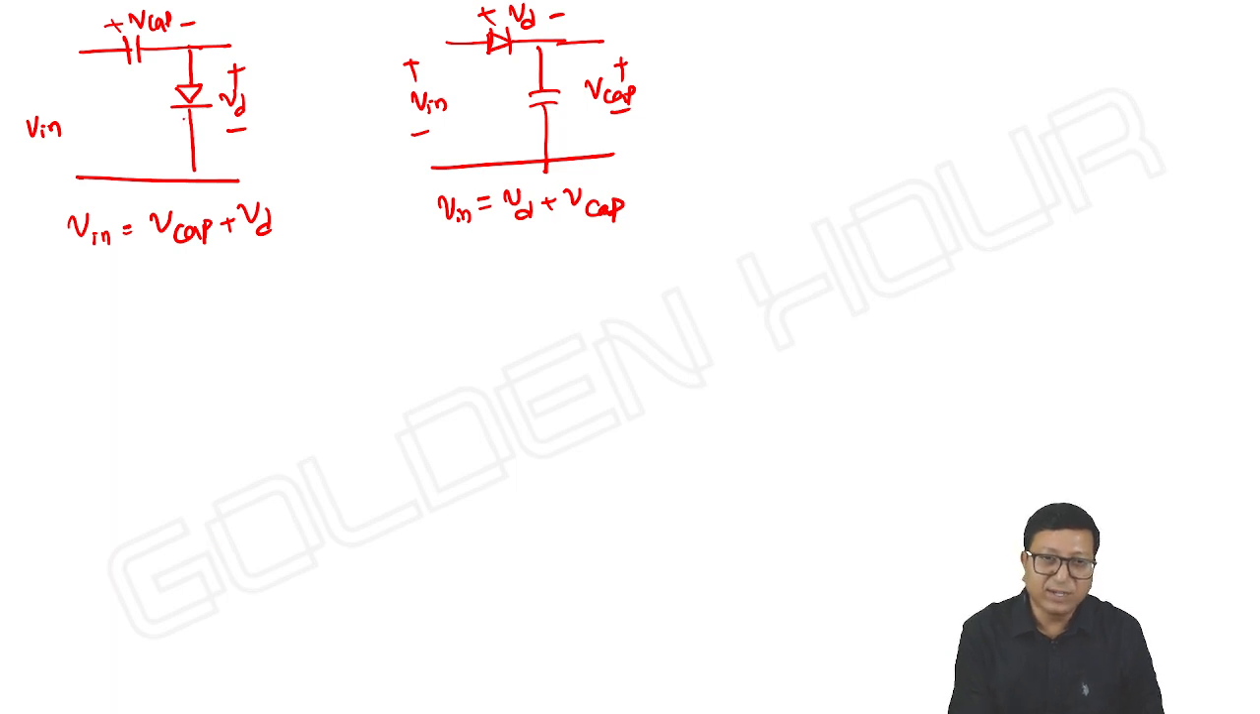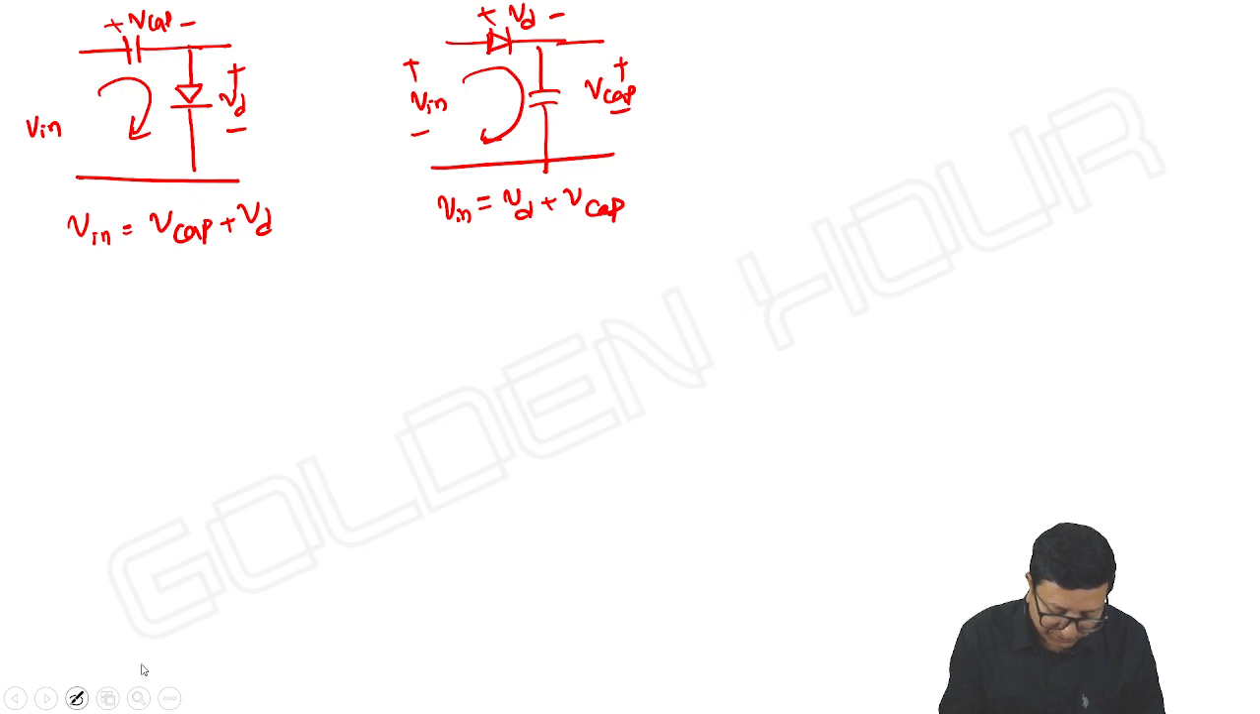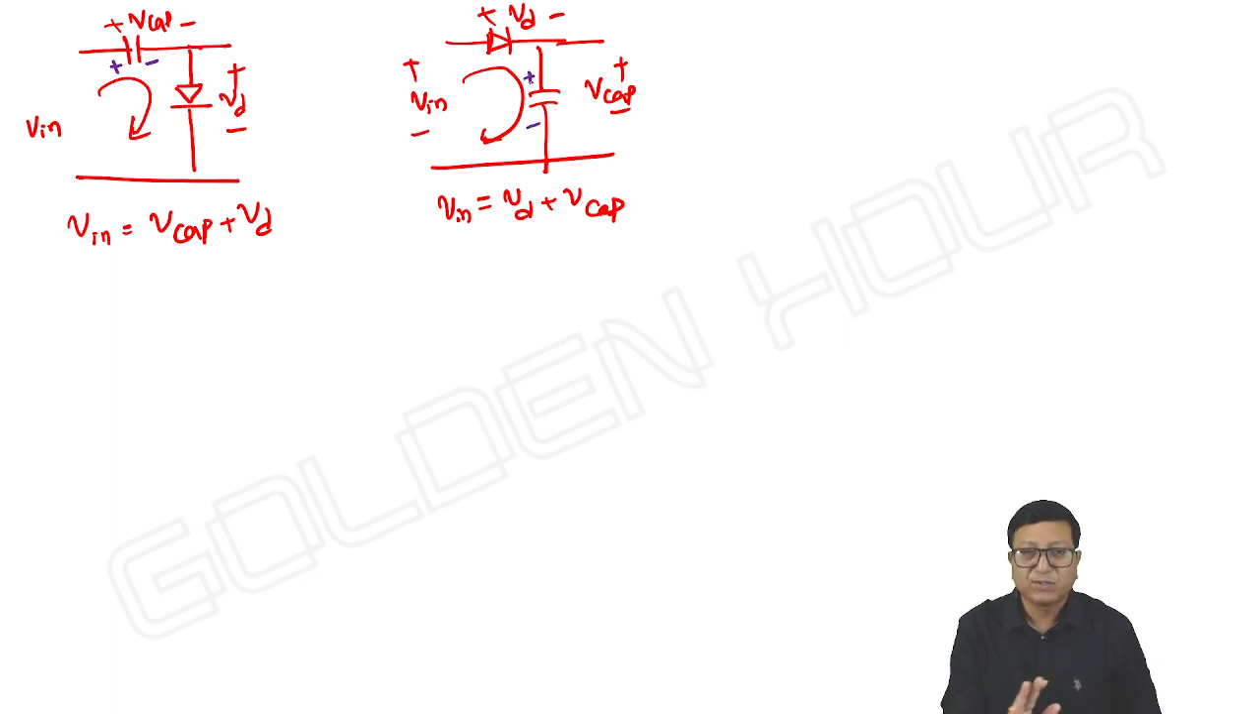Okay, if the diode is on, how will the current flow? Here it is clockwise. And here, if the diode is on, how does the current flow? Clockwise only. So how will the capacitor charge? If you look here, the capacitor will charge with polarities plus minus. Here also the capacitor will charge with polarities plus minus. No issues.